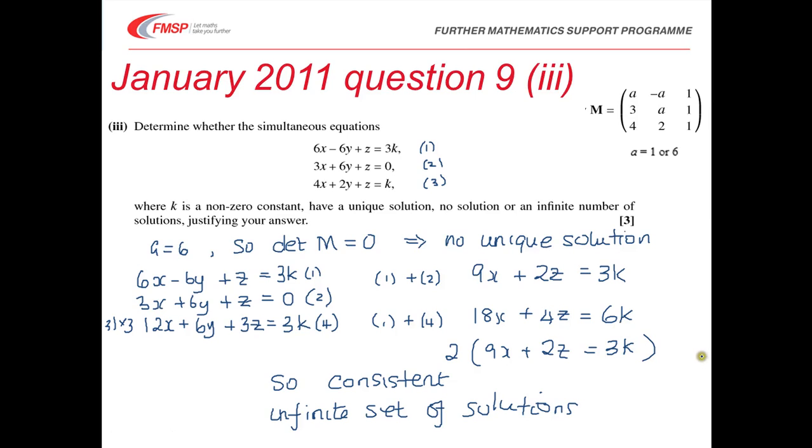So 3 marks for that last bit. You got 1 mark for attempting to eliminate a variable, so we eliminated y from the first two. You'd then get a 2nd mark for doing it with another pair and getting the second equation in x and z, and then you get 1 mark for justifying the fact that there is an infinite set of solutions.